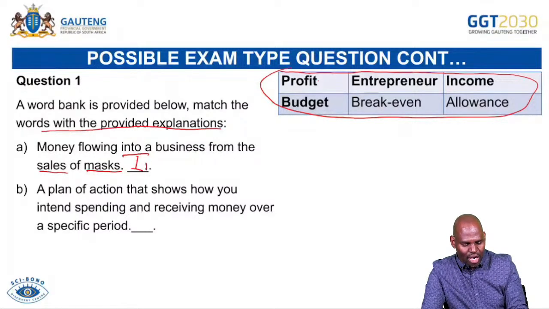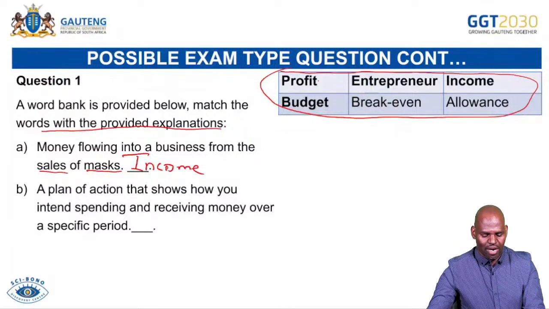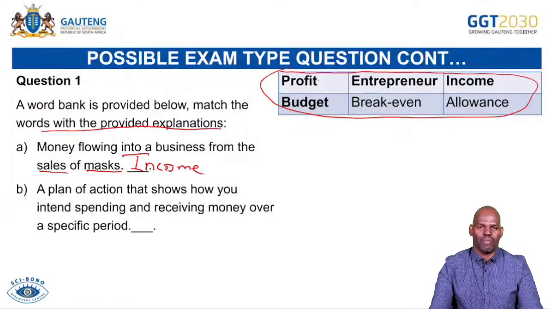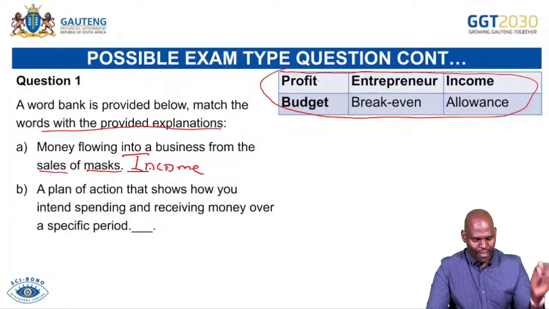So this is an income. In this case, we'll say money flowing into a business from the sales of masks. That will be an income.